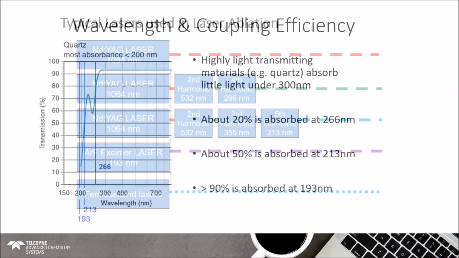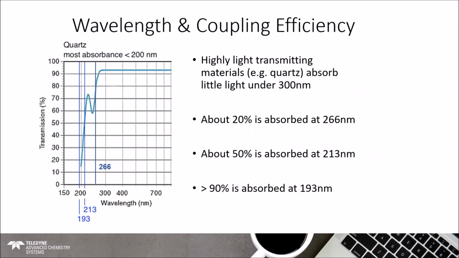Showing that a little bit, talking about the wavelength and coupling efficiency. The idea typically is that as you analyze materials that are more transparent or translucent, you want to use a shorter wavelength because they couple better to it. What I mean by that is that if you were analyzing quartz, a clear material like that, you would want to do it with a 193, the narrowest of those wavelengths, because it couples well to that material and you end up with a better ablation because of it.